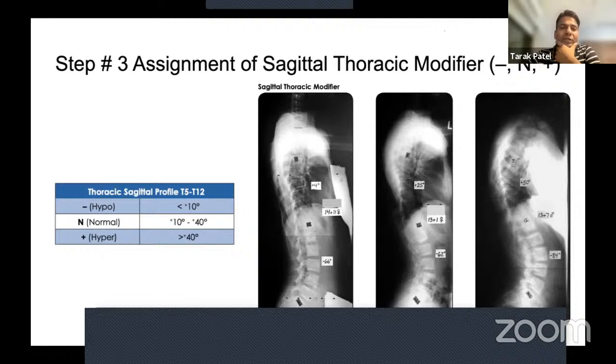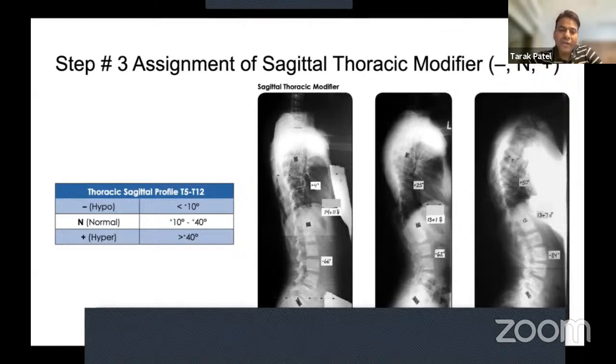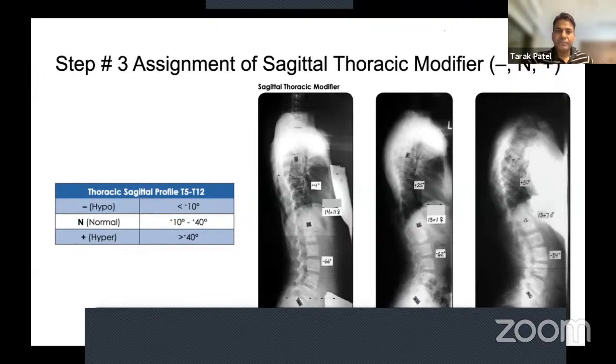The third step is the assignment of the sagittal thoracic modifier, which can be of 3 types: minus, N, and plus. Here, the kyphosis is measured between D5 and D12. If it is less than 10 degrees, that is, if there is up to 10 degrees of lordosis, then it is considered as hypo. From 10 degrees lordotic to 40 degrees kyphotic, it is considered as normal. And if it is more than 40 degrees kyphosis, then it is considered as a plus.